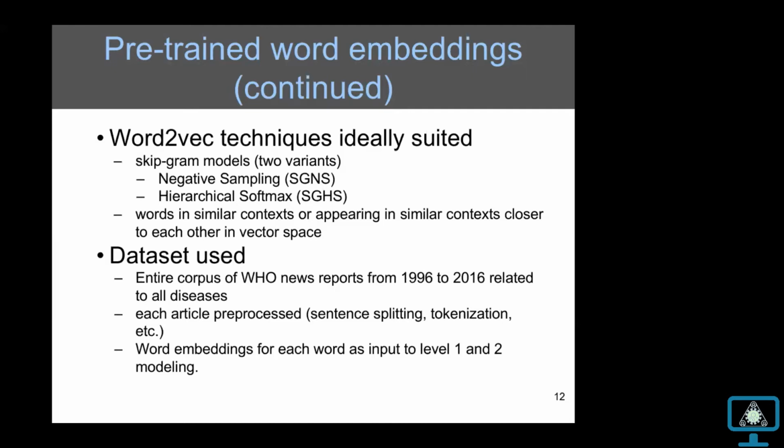So we use this full database of WHO news reports that I mentioned earlier. This is pertaining to all diseases, not just MERS, because this type of contextual information is useful and extractable in a lot of contexts, a lot of situations here. These articles are pre-processed, as I mentioned. And then the word embeddings are used as input to extract these features.